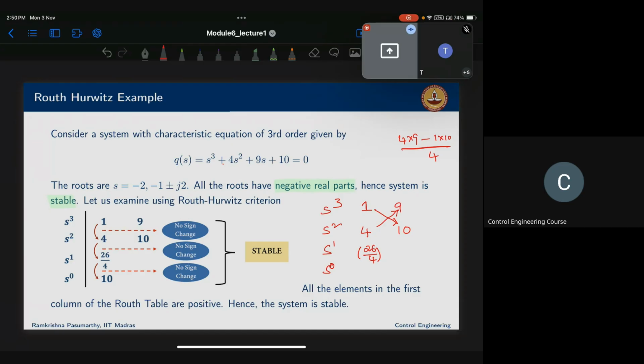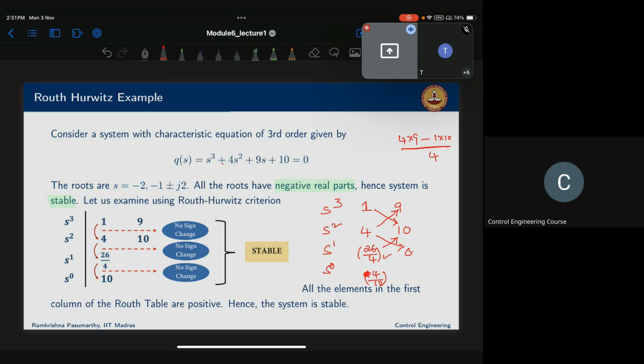Okay. Similarly, this term is nothing but this multiplied by 10, and you can put 0 here. 4 minus 0, divided by this term. So that will be 4 by 10. Okay. So 26 by 4 and 4 by 10.